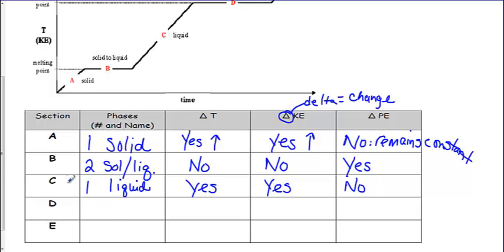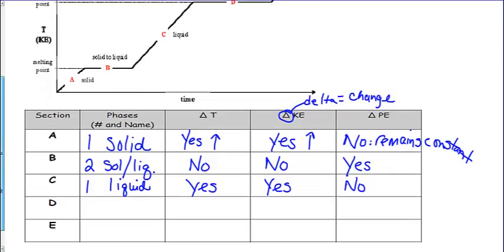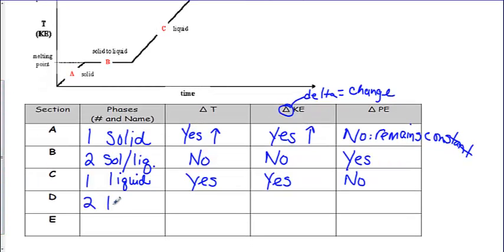All right, how about D? Now we're going up. At D, there's two phases, liquid and gas. Very good. Change in temperature? No, remaining constant. Kinetic energy then stays the same, remains constant since there's no change in temperature, and our potential energy increases. Yes, increase. Very good.